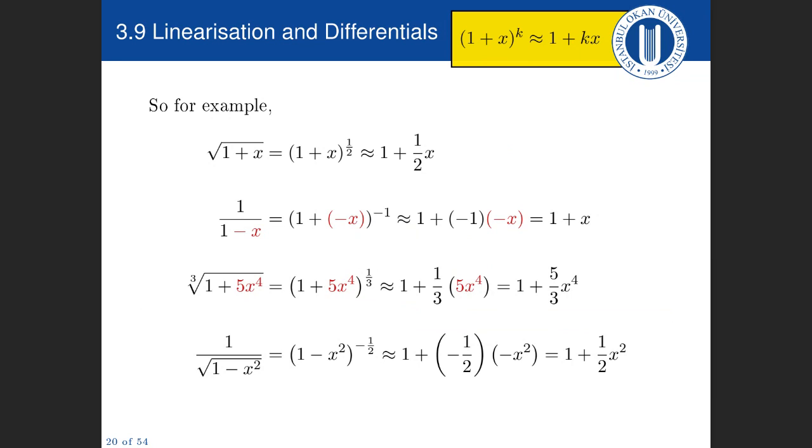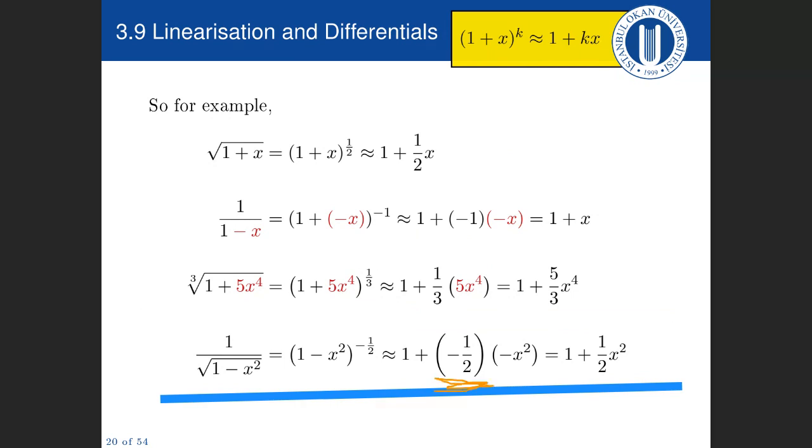And then finally, the last one, the idea is the same. 1 over the square root of 1 minus x squared, that's the same as 1 minus x squared to the power minus a half. Here, k is equal to minus a half, so we can write that in. 1 plus k multiplied by the something. What is the something? The something is minus x squared. And we can simplify that to 1 plus a half x squared.